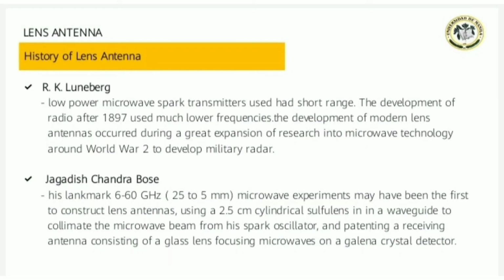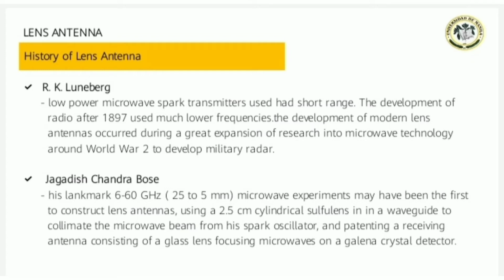The fourth scientist is R.K. Lundberg, but he also failed to construct one. Although he failed, he invented the Lundberg lens. The development of modern lens antennas occurred during a great expansion of research into microwave technology around World War II to develop military radar.